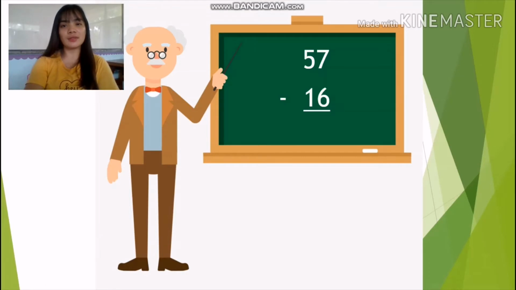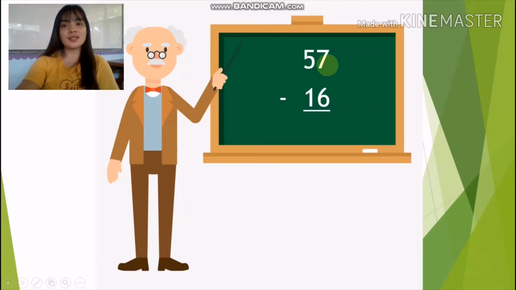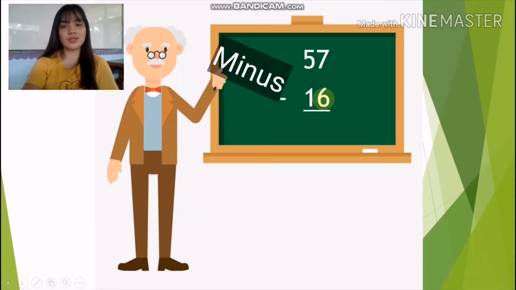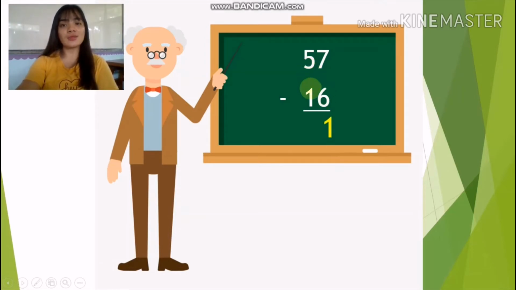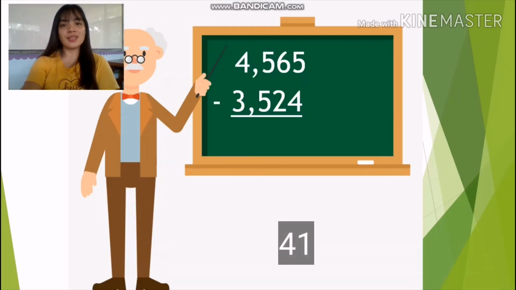So we have here 57 minus 16. Always remember that we should start from our right going to our left. Since 7 and 6 are in the same column, we're going to subtract them together. So 7 minus 6 is equal to 1. Then 5 minus 1 is equal to 4. So what is our answer? It is 41.